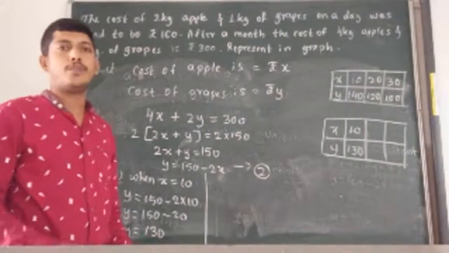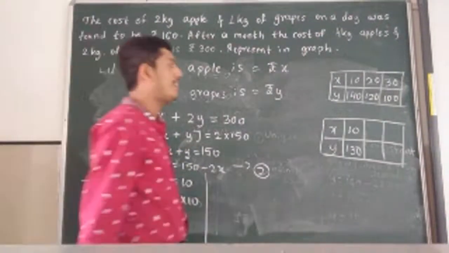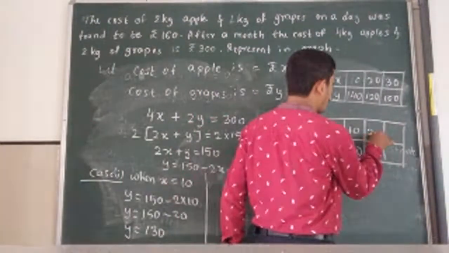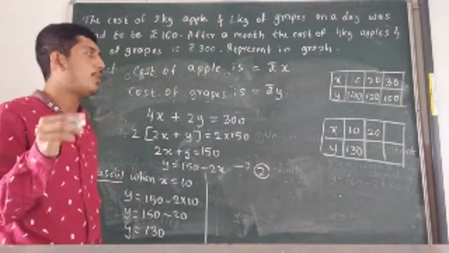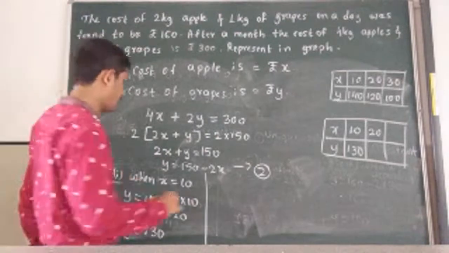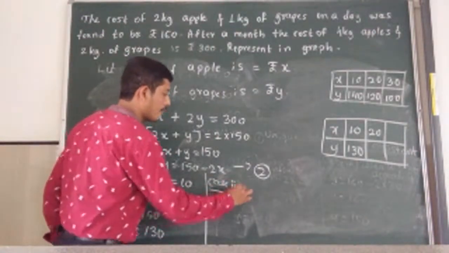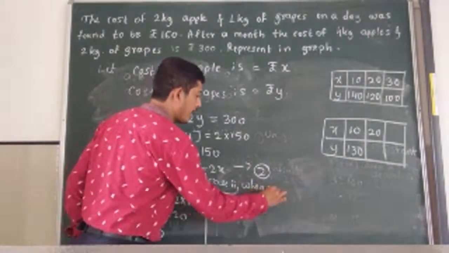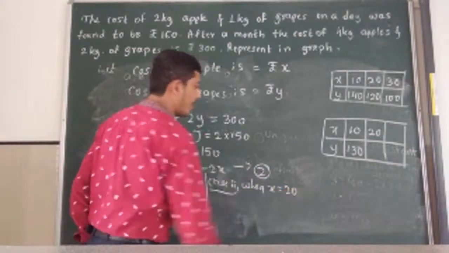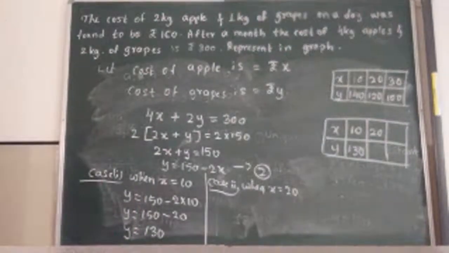Now for the second case we have to find out, we can choose any values. So I will consider the same values. I will consider 20 as the value. Now find out what is the value of y when x equals 20. Case 2, when x equals 20, find out the value of y.